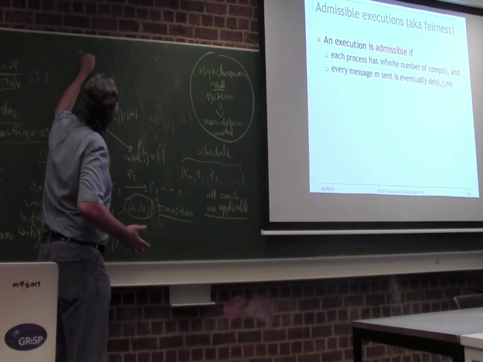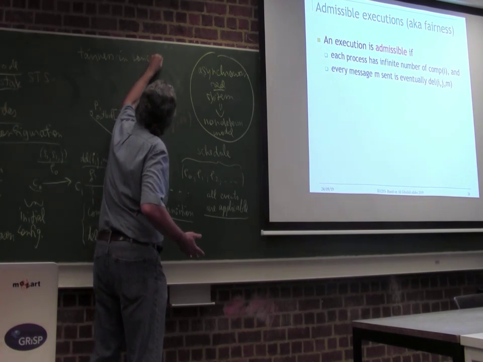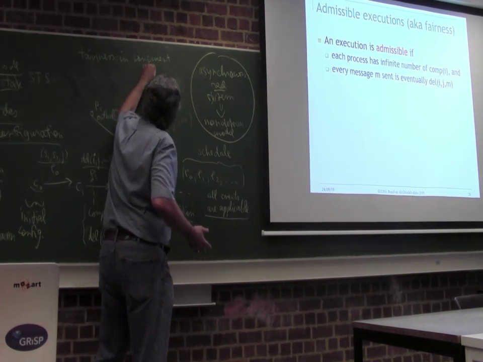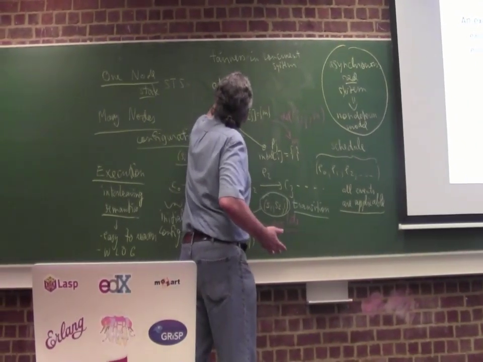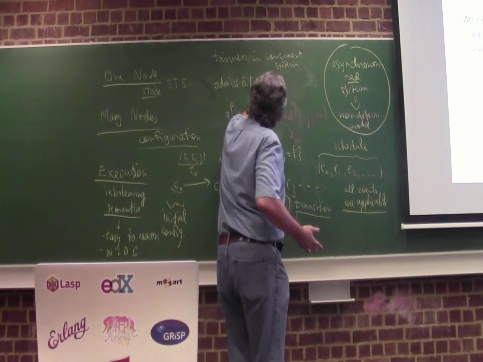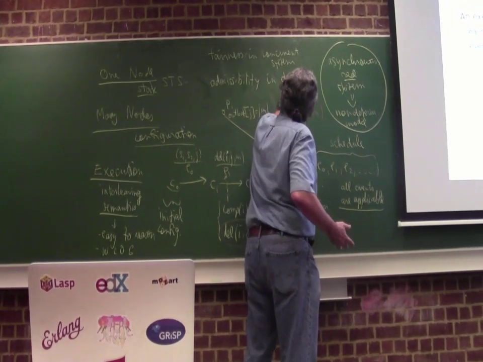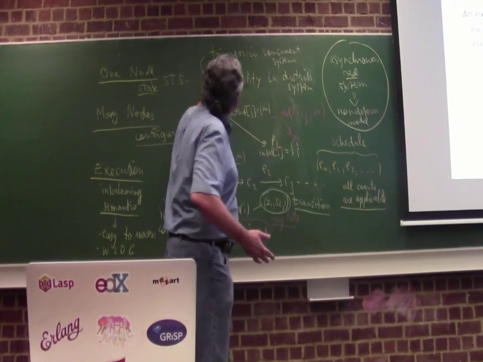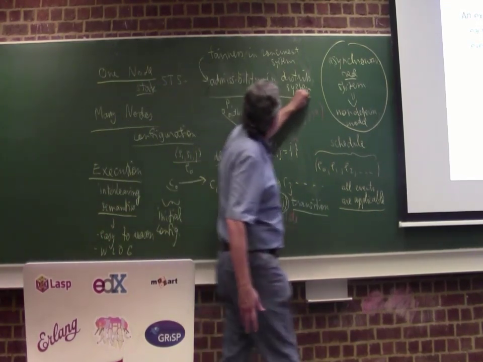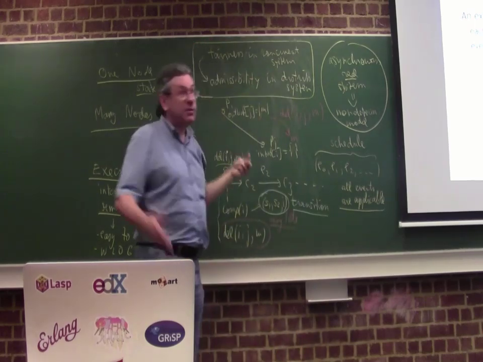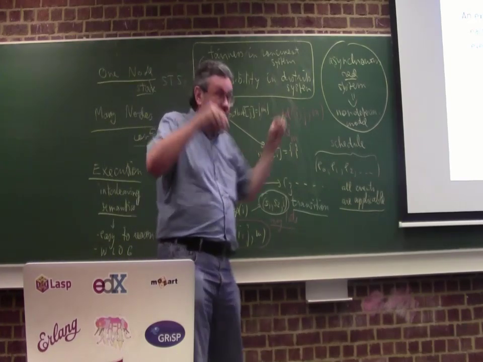So fairness in a concurrent system corresponds to admissibility in a distributed system. So it's a generalization, basically. Admissible executions are like fair executions. And it's generalizing because there's one extra thing in a distributed system, which is the messages, which don't exist in a concurrent system. So typically, in a concurrent system, you have all these threads.